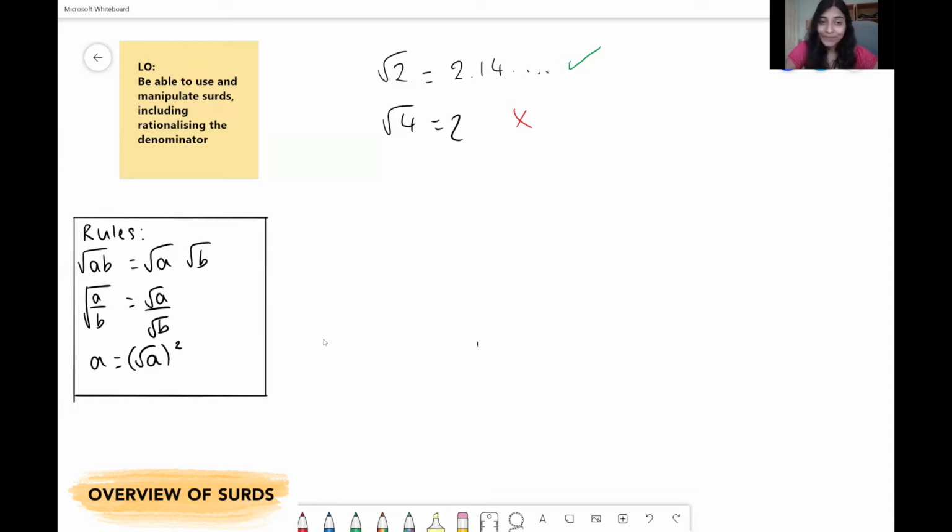Just remember that. If you remember the work we did in indices, you can also write surds in the form of an index number. If you have 2 to the power of a half, for example, that's the same as the square root of 2. So you can write a surd by raising that number to the power of a half. That's just an overview of what surds are.